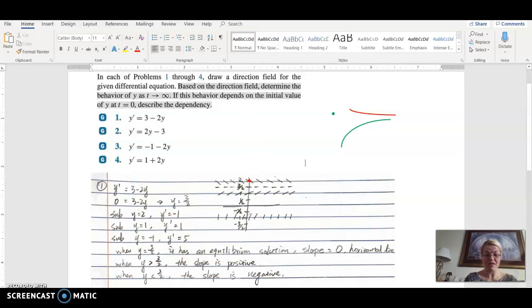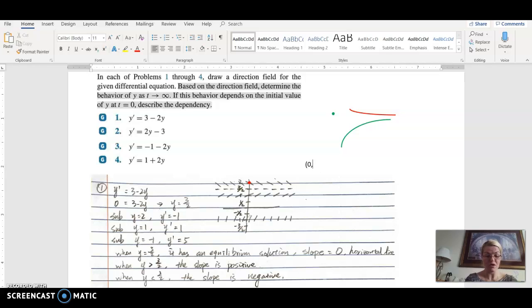So let's say that I'm looking at the ordered pair 0, 2, right? When t is 0, y is 2. If I look at that point, I can see the tangent line. It's going down. Anyway, it's going down, right? So if I were to draw what my graph would look like right here, it's going down.